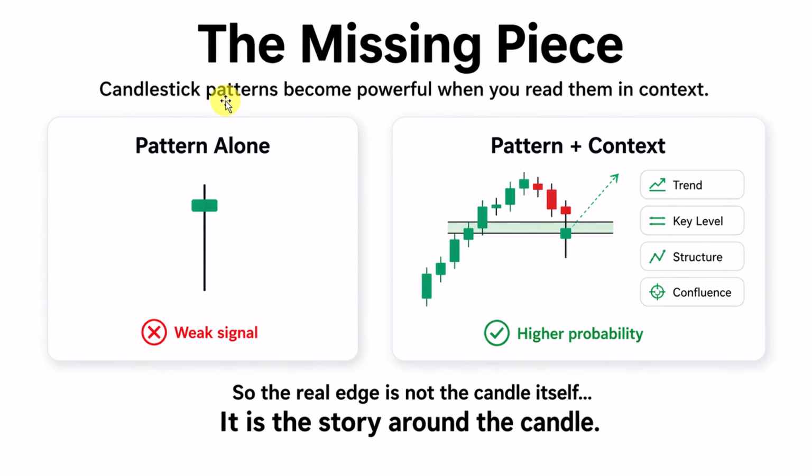The missing piece to candlestick and price action trading is that whether it's candlesticks or price action or chart patterns, they all can become powerful when you read them in the correct context. So the real edge is not in the candle or the pattern itself, it's in the story around the candle and the pattern. And what we're going to do is always analyze any signal in the context of trend, key level structure, and confluence. And that's how we create high probability trade scenarios.